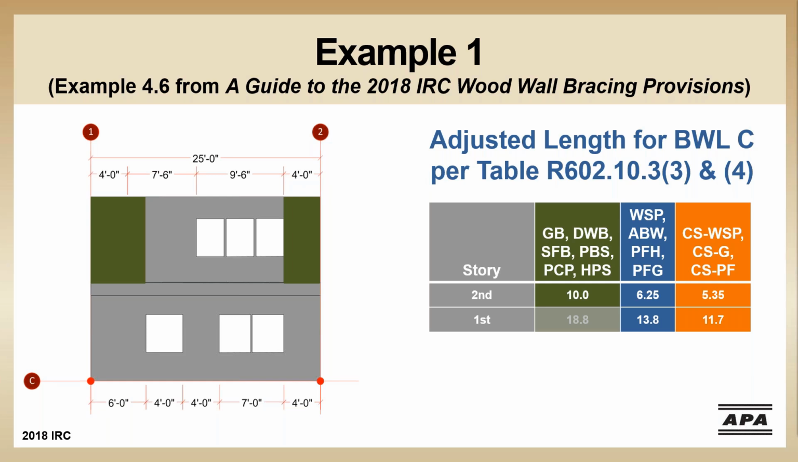Methods in the second column would look something like this, and the methods in the third column would look like this. Still no braced wall panels overhanging an opening, so braced wall line C gets checked off as well.